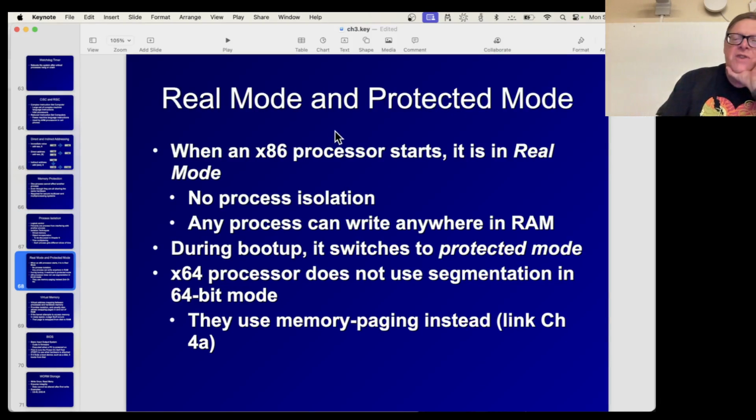Now, when a processor starts, it's in real mode, with no process isolation. Any process can write anywhere in RAM because it basically goes through the history of computing. It's a very simple computer. Then after a while in boot up, it switches to protected mode, and so on. It goes through various stages during the early stages of boot up.